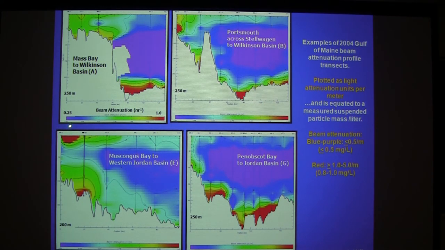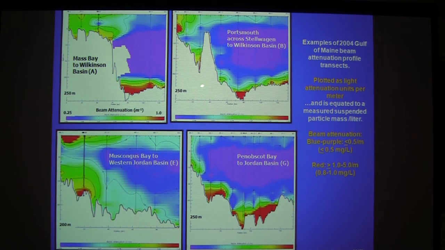So what you're looking at here is, again, this beam attenuation. Blue is very low, means clear water. Red is lots of particles in the water column. And this is depth, I know you can't read these, so I just put 250, surface to 250. You don't have to know where these transects are, but essentially we're moving from the western part of the Gulf all the way to the east and then up into the Bay of Fundy. And depths are shown here, 250, 200. So what you're looking at, the red and the yellow are the nephloid layers. These are in the basins here, in this case, in Wilkinson Basin.